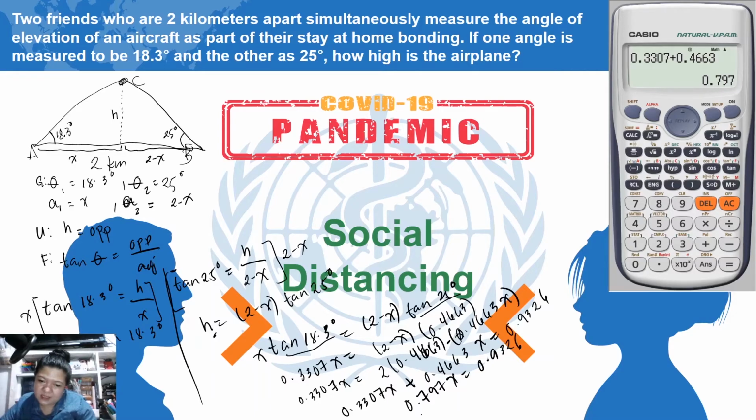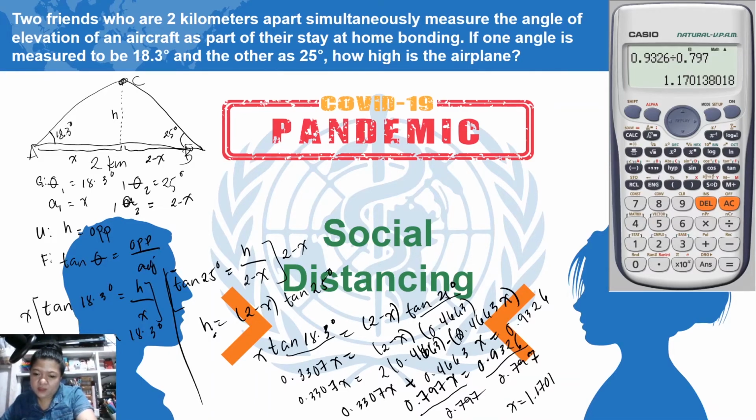both sides by 0.797. So 0.9326 divided by 0.797, the answer is 1.1701. So, ang x na ito ay yung distance pa lang ni friend A papunta sa point kung nasaan yung airplane. So, kailangan pa natin kunin yung height ng airplane. So, nakuha naman natin na ang height ng airplane ay x tangent 18.3 degrees. So, dahil alam na natin ang value ni x, makukuha na rin natin yung value ni h.